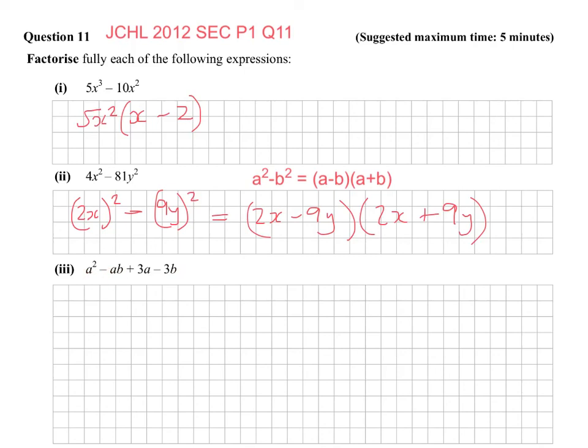So here, what's the common factor of a squared minus ab? Well, it's a, and inside the brackets is a minus b. For the last 2 terms, the common factor is 3, so 3 and inside brackets is a minus b. Oh look, we have 2 brackets that are the same expression. So a minus b itself is a common factor, and that common factor is multiplied by a and by plus 3. And we now have our expression fully factorised.